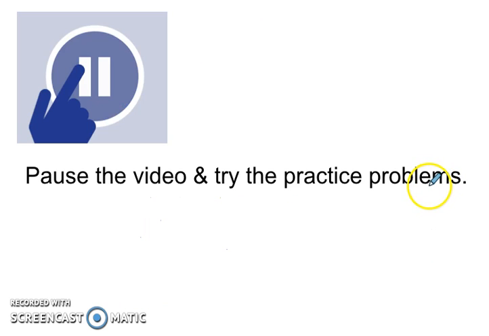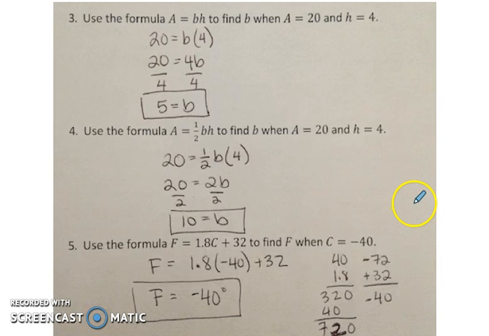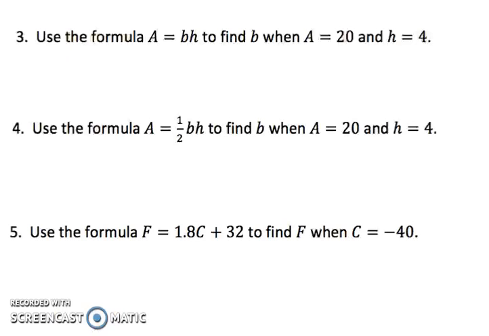All right, now it's time to go ahead and pause the video and practice substituting in those values. So go ahead and pause it. All right, you should have paused your video. I'm going to show you the answers now. Go ahead and check your answers for the next 3 problems. So here are the answers. You should have on 3, B is 5, on 4, B is 10, and on number 5, F is negative 40. All right, if you got all those, go ahead and stop the video. If you need explanation, you can keep watching, and I'm going to do each of them.